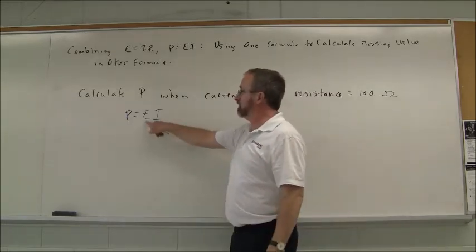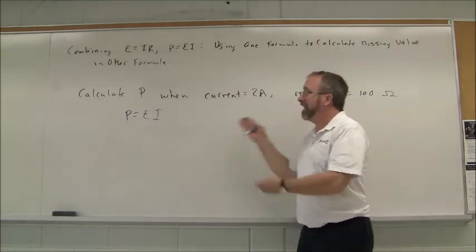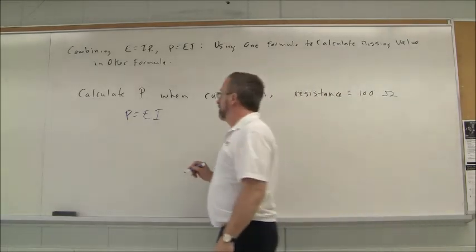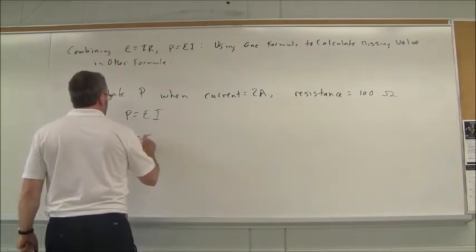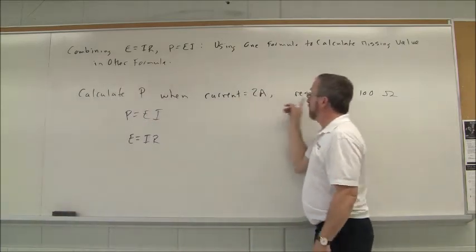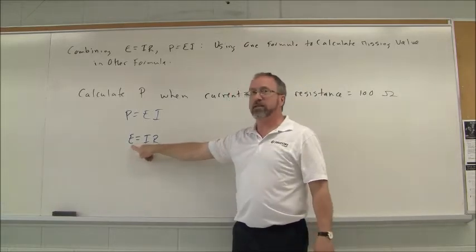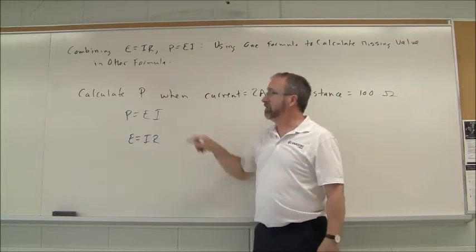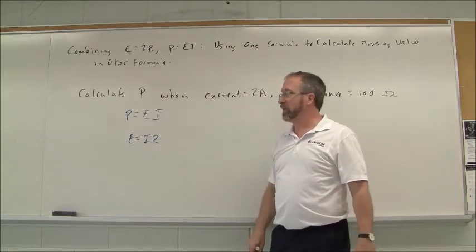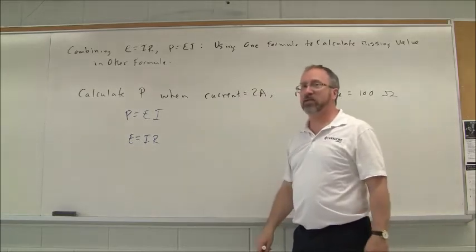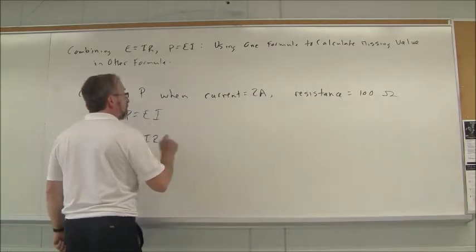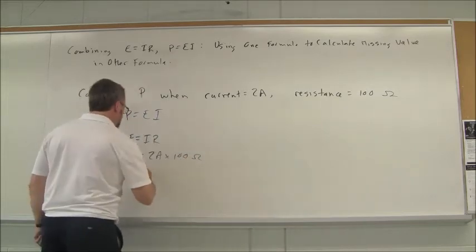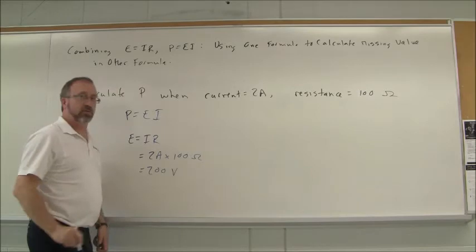So I've got the current, but I don't have the voltage part. I can't solve that using this formula. But what I can do, because I have current and resistance, is calculate the voltage. Then I'll have a voltage that I can put in here to go with the current that I already know. Let's work that out. So the voltage is current times resistance. So it's 2 amps times 100 ohms. It's 200 volts.